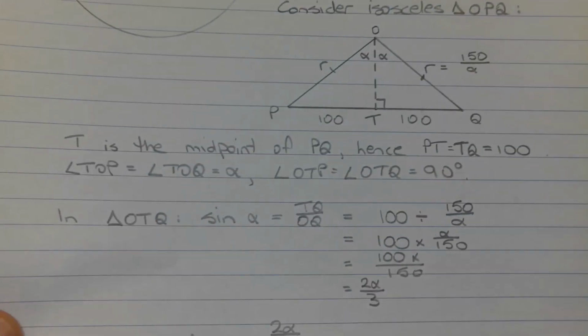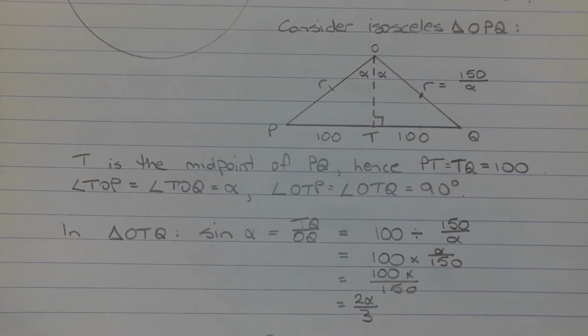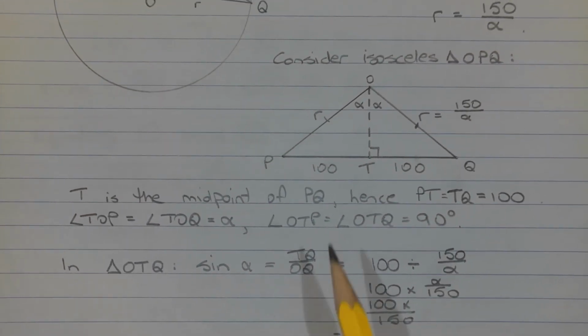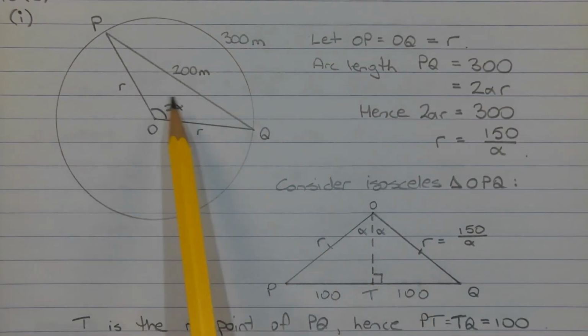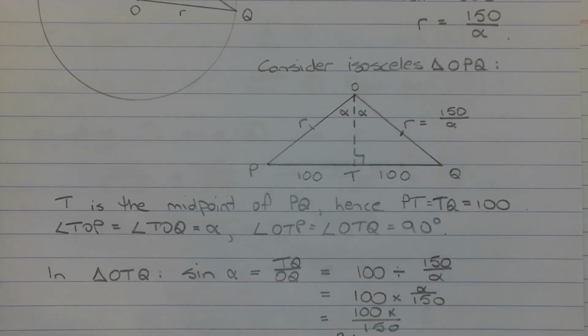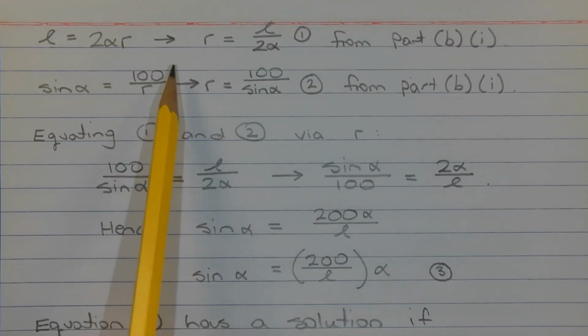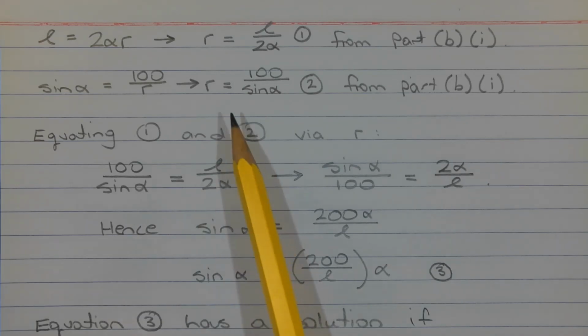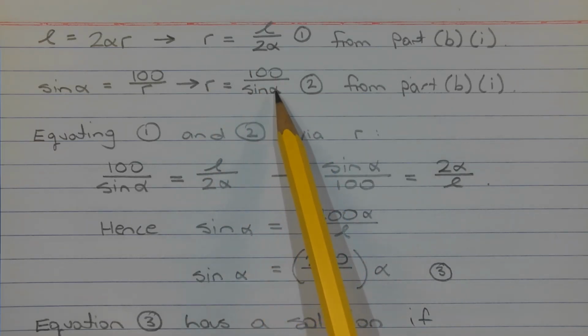Now again, referring back to Part B, Part 1, and in particular the isosceles triangle that's inside the circle, so that's this triangle here, which is redrawn here, sine alpha is equal to 100 over r. And I've written this equation here. Rearranging that equation to make r the subject, we get r is equal to 100 over sine alpha. We'll call this equation number 2.